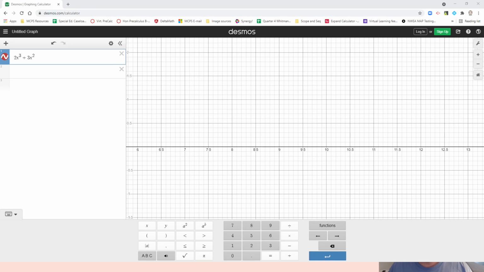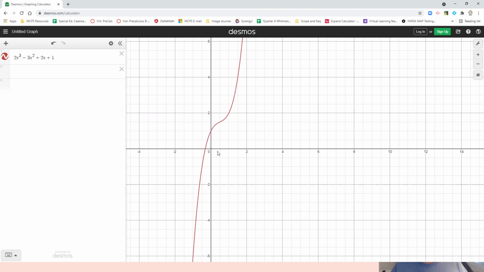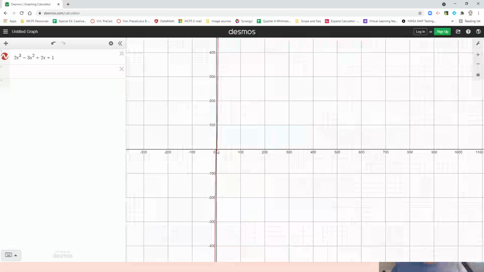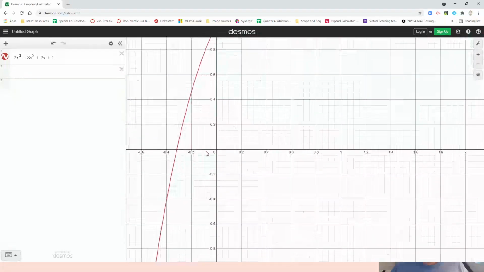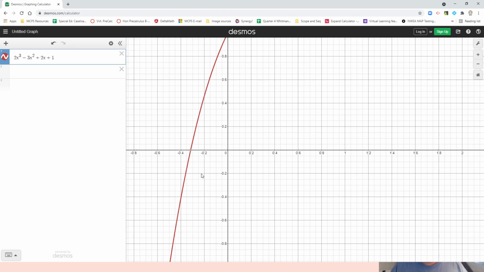2x cubed minus 3x squared plus 2x plus 1. So it's minus, and then plus 2x plus 1. So that should graph a cubic. I'm not seeing anything over here because my window's weird. So let me zoom out, scroll. Oh, great. Awesome. Okay, so this is why we don't see anything. Our only root is that one irrational value. I hate this already. This is obviously a big screw up.